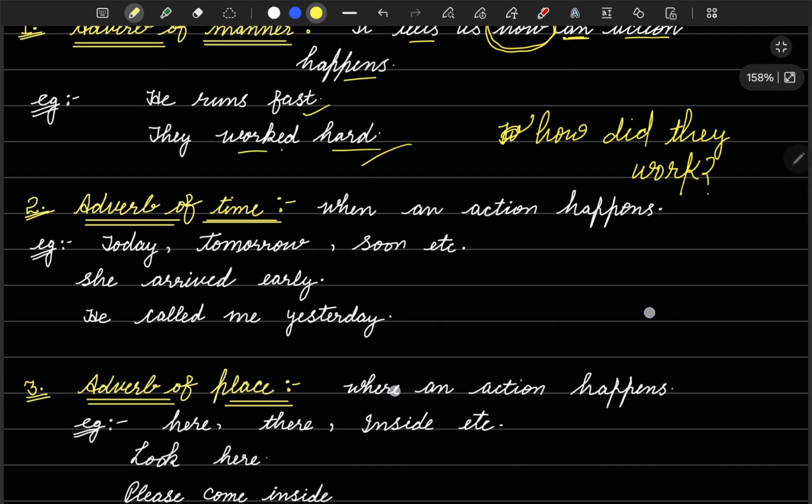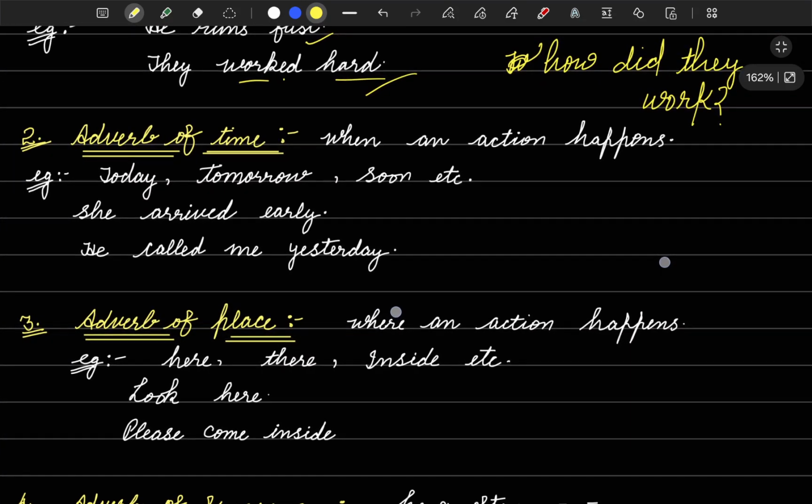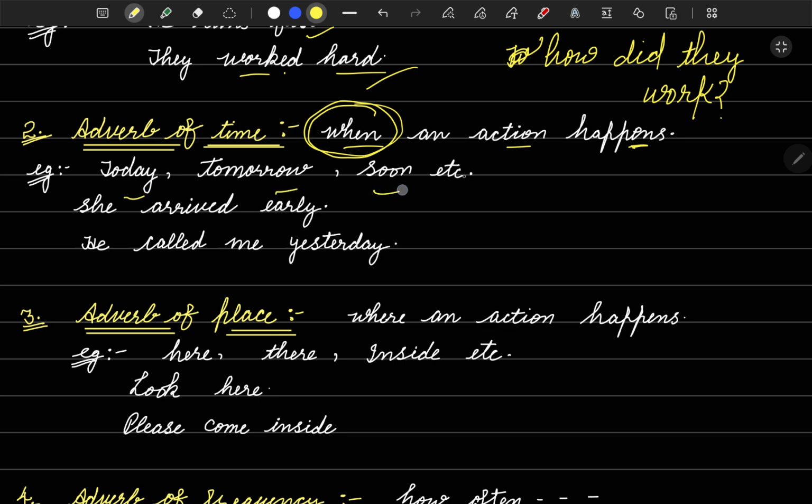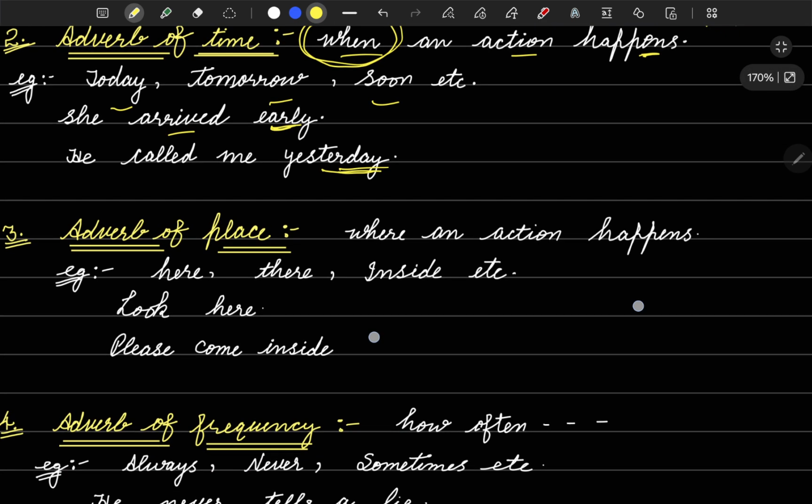Okay. Now second type is adverb of time. Adverb of time means it tells us when an action happens. It tells us about time. For example, today, tomorrow, soon, ago. For example, sentence, she arrived early. Early means it is telling us about the time, early or late. He called me yesterday. So it tells us about the time.